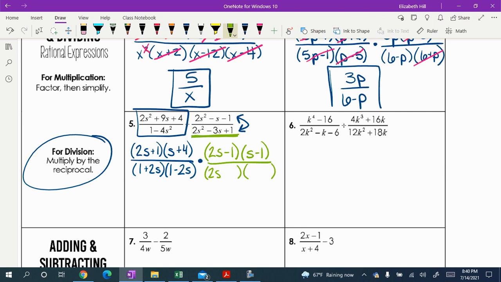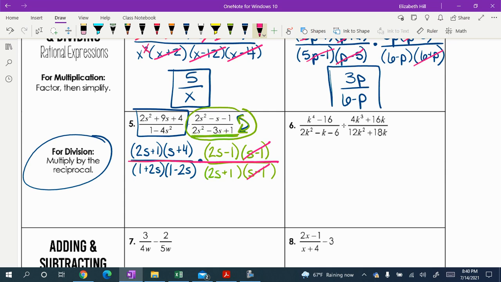So we're going to do a 2s and an s, and we're going to do a plus 1 and a minus 1 right there. Again, this came from taking that second part and doing the little flipperoo. Now we can multiply straight across. And really, since I'm multiplying, now I can start to cancel anything out that is common.